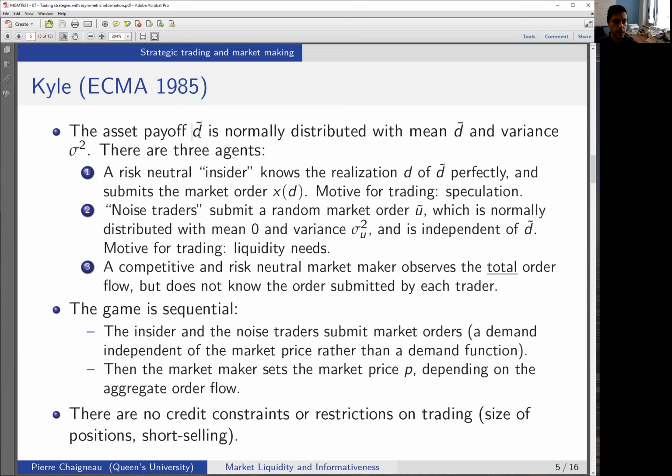And so everyone has some information about this. So we do not know what this asset payoff is, but we know that it follows a normal distribution with a mean of d bar and a variance of sigma squared. And why normal distribution? It's mostly because it's going to be quite convenient for belief updating. And there are 3 types of agents, 2 traders and 1 market maker.